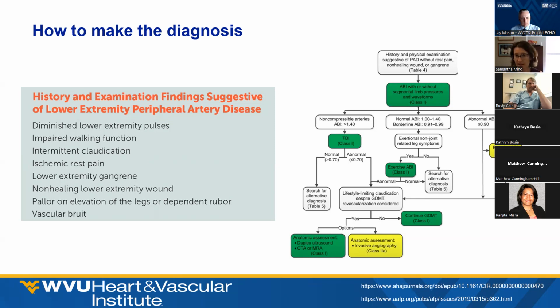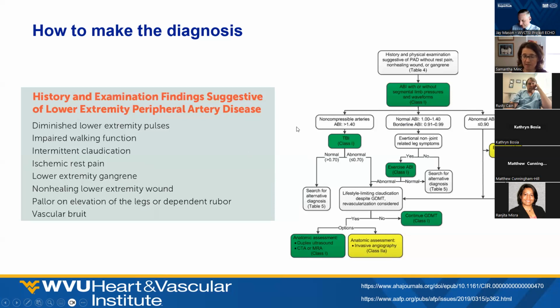But you'll see here the algorithm is basically getting a good physical exam and a good history. And then the next step is ABI. That's all this thing is: ABI and what to do with the results. So here you get your ABI, and there are three different possibilities. Either you get a normal ABI, which is around 1, or you get an abnormal ABI, which is less than 0.9, and that equals PAD.